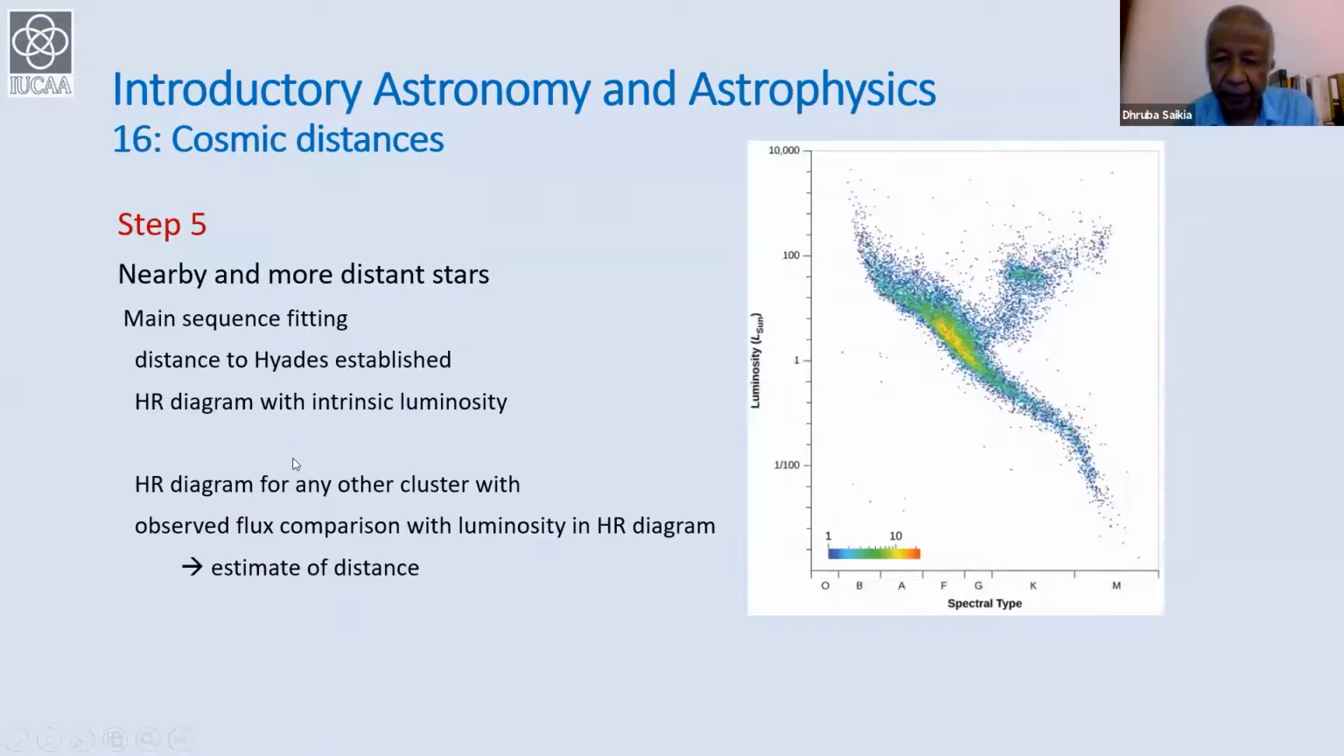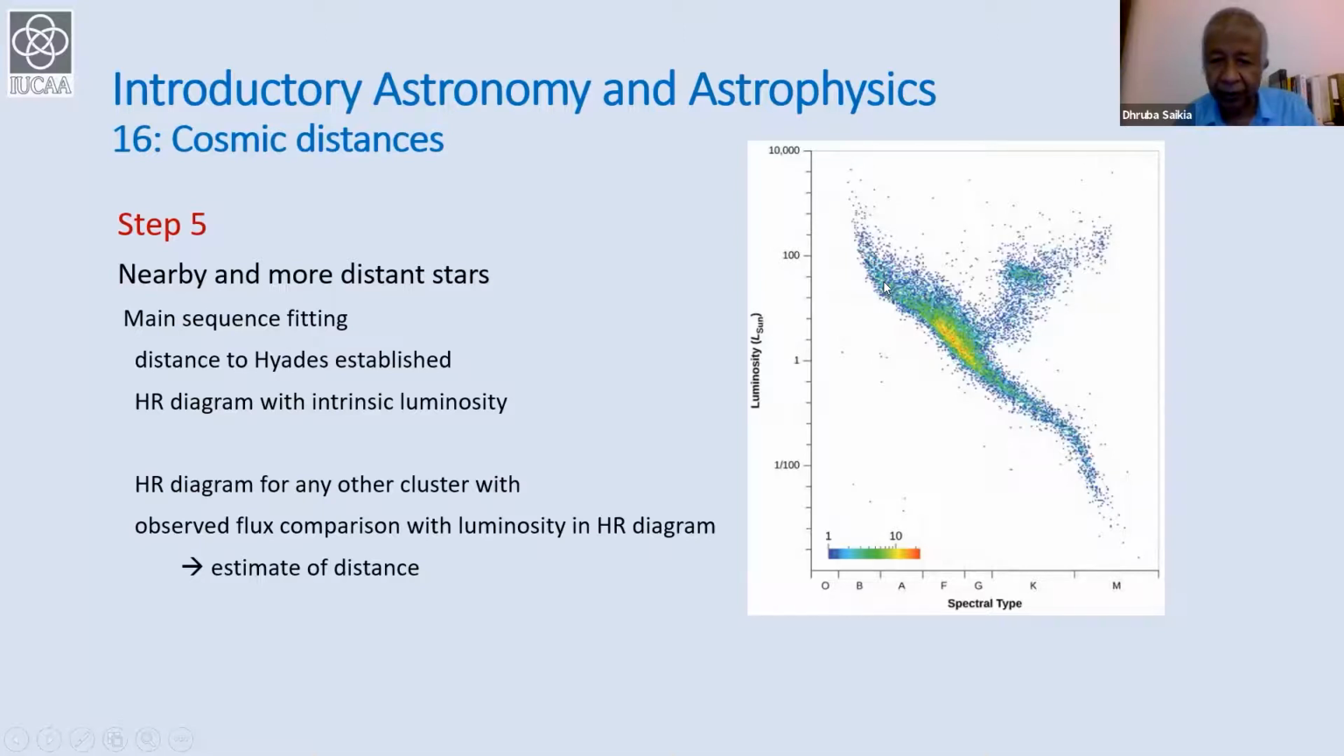Now, rather than looking at it for a single star, you could, for example, if you had a cluster of stars, plot the entire main sequence for it. Okay, you could plot the main sequence for it, and then see how much the whole thing is shifted.